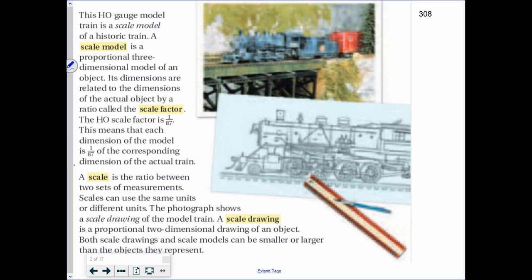Now, a scale is more used for two-dimensional things like maps and drawings and pictures and paintings that get shrunk down. Like if I go to the copy machine and I take a picture of something and I shrink it down to make it smaller, it's doing that by a scale because everything is proportionally shrunk down. So a scale drawing is a smaller or larger representation of the original. A scale model is a smaller or larger representation of the original, but in three dimensions.